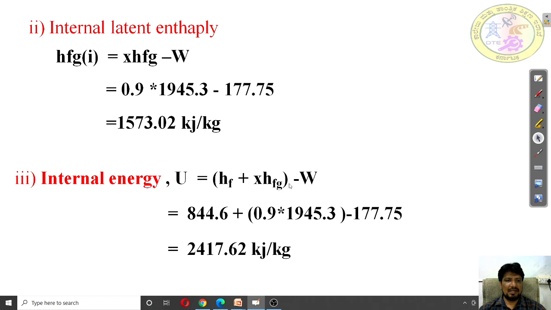Then the third one is internal energy. Internal energy U is equal to H minus W, or Hf plus X into Hfg. So this is the enthalpy of wet steam minus the work done during the wet steam. Here Hf from the steam table is 844.6, X is 0.9, Hfg is 1945.3, and minus the work done. So after calculation of this, you will get 2417.62 kilojoules per kg. So this is the first condition.